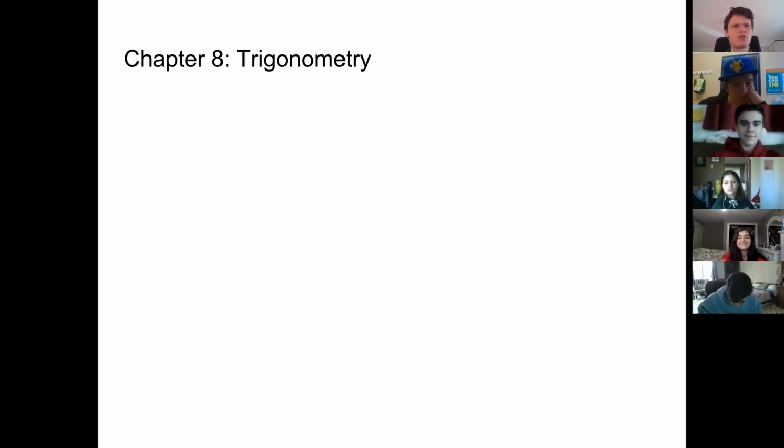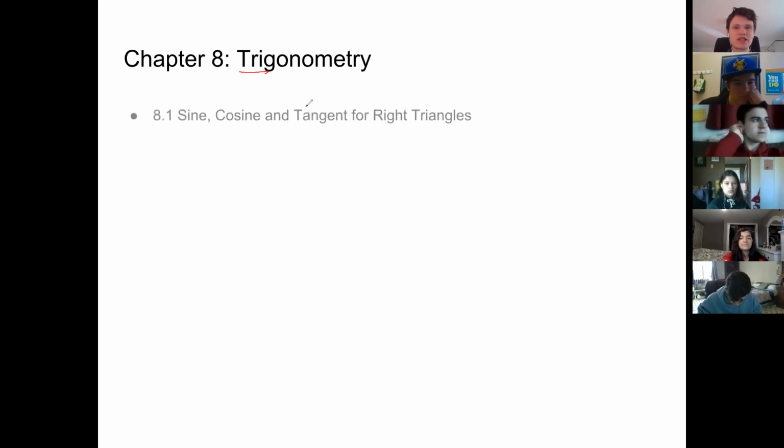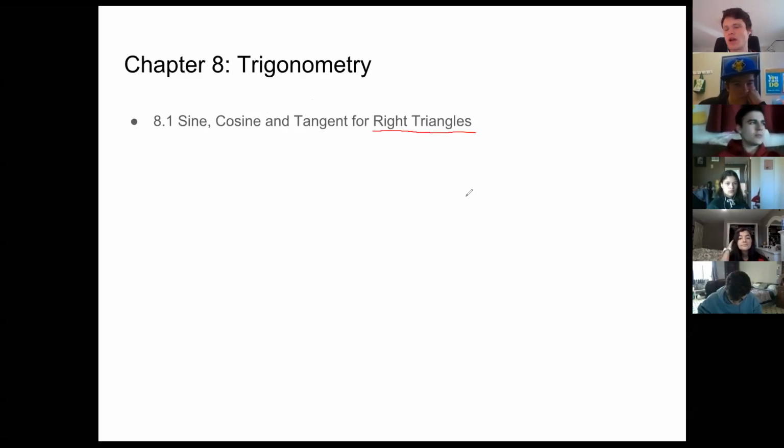The word trigonometry has this tri prefix to it, so it makes us think of 3, right? Or triangles. So trigonometry does have a lot to do with triangles. In fact, what we're going to focus on in Math 10 is right triangles. Okay, what is a right triangle?